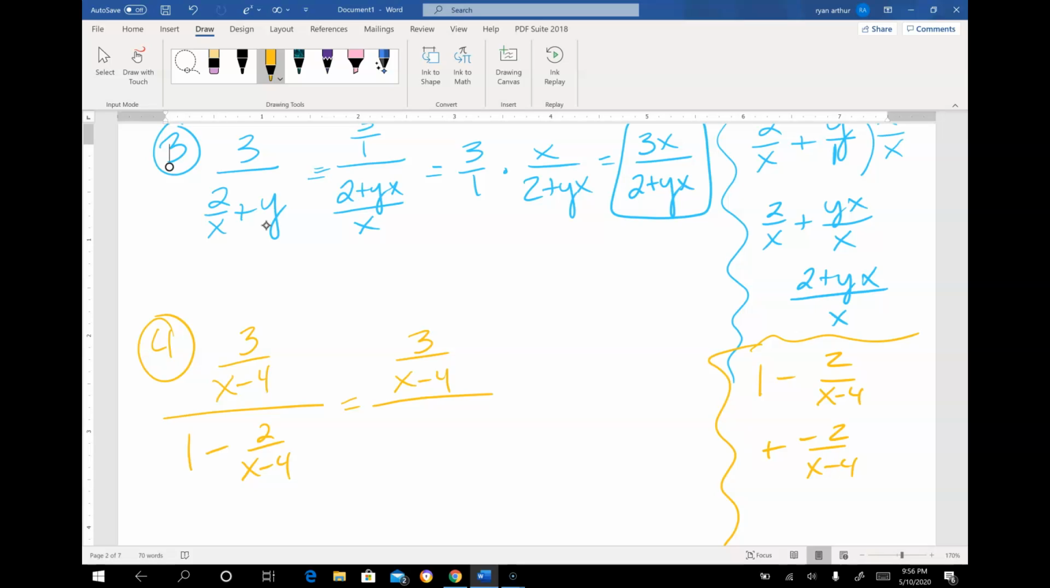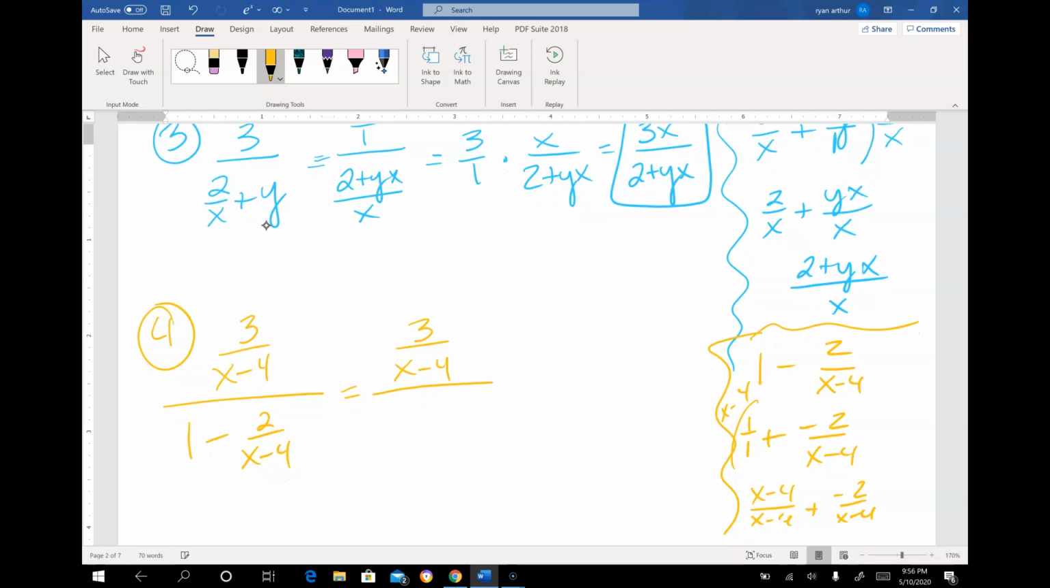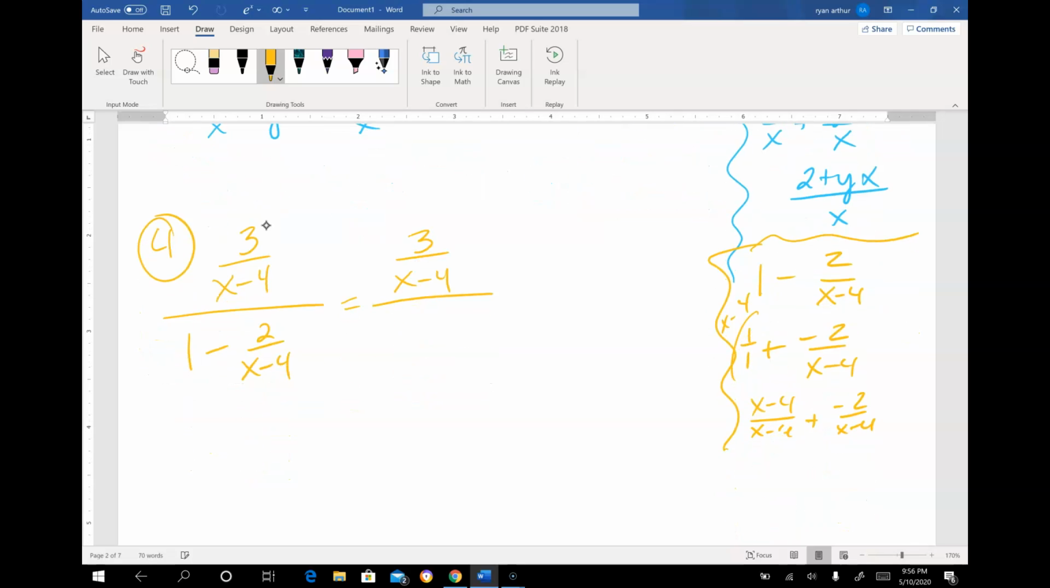You can turn that 1 into 1 over 1. The common denominator is x minus 4, so I need to multiply this side by x minus 4. And I get x minus 4 over x minus 4 plus negative 2 over x minus 4. Smush the numerators, and I get x minus 4 minus 2 over x minus 4. You can simplify that to x minus 6 over x minus 4. So that is what this is.